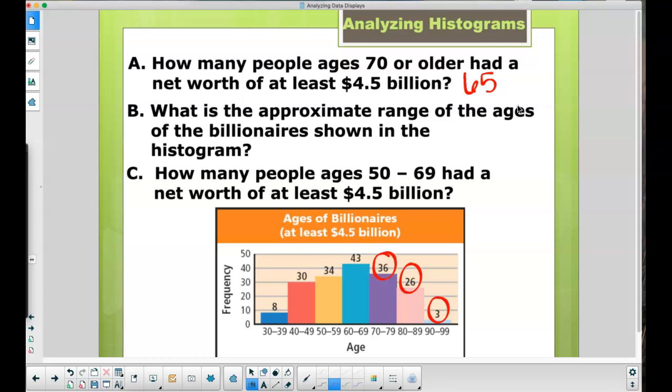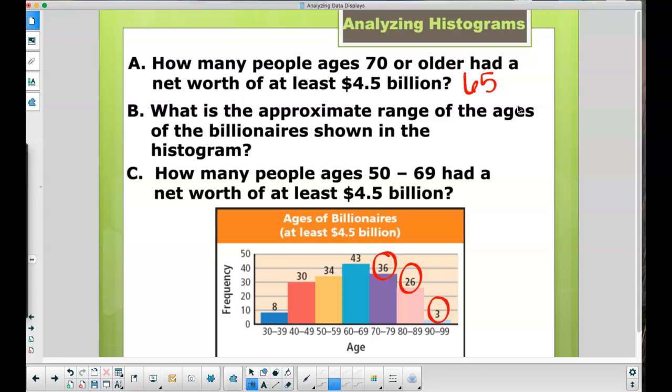What's the approximate range in the ages of the billionaires shown in the histogram? What does range mean? Uh-oh. You guys, we did this a couple days ago. What does range mean? Caleb? I'm just gonna say it's like somewhat like how far from... kind of. Tyler? If you take the high number and subtract from the low number. Okay, the highest number minus the lowest number.